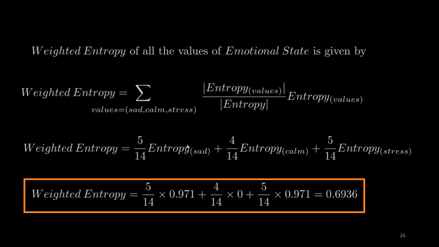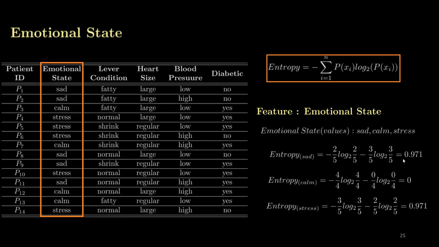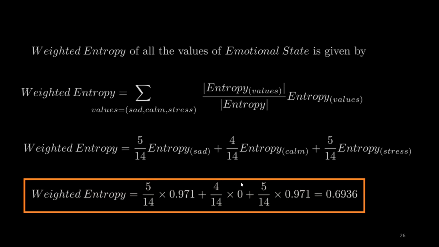Now, these are the values which we have already calculated. So it will become 5 by 14 into the entropy of sad, which is 0.971 that we have calculated. This is the entropy value of calm, and this is the entropy value of stress. The entropy value of calm is 0, and the entropy value of stress is 0.971. So we have multiplied these entropy values with their associated weights, and if we solve all these values, we will get 0.6936. So this is the weighted entropy.